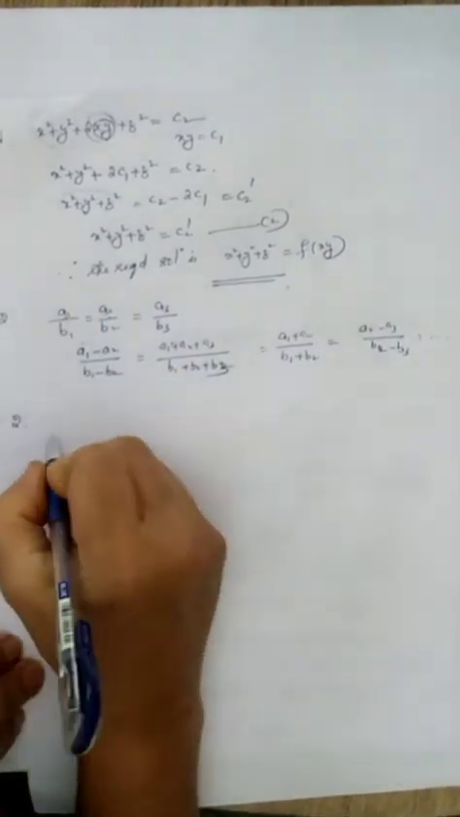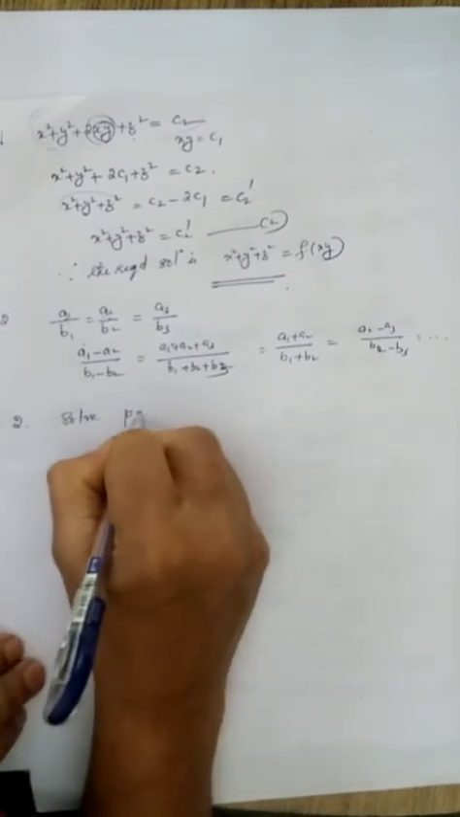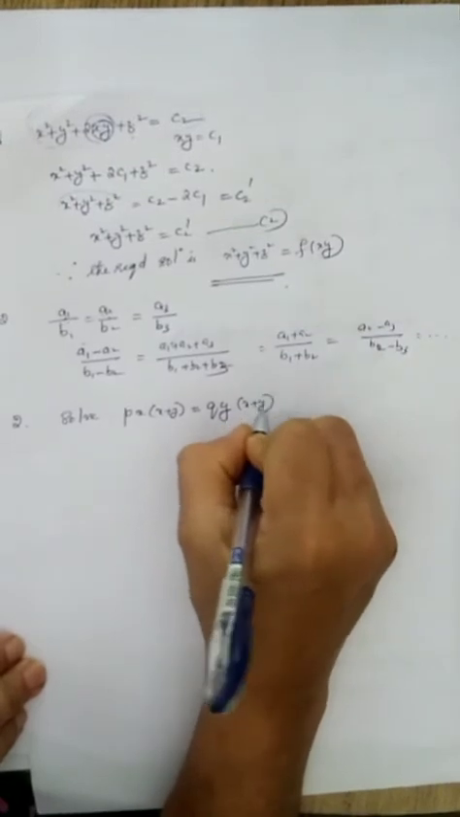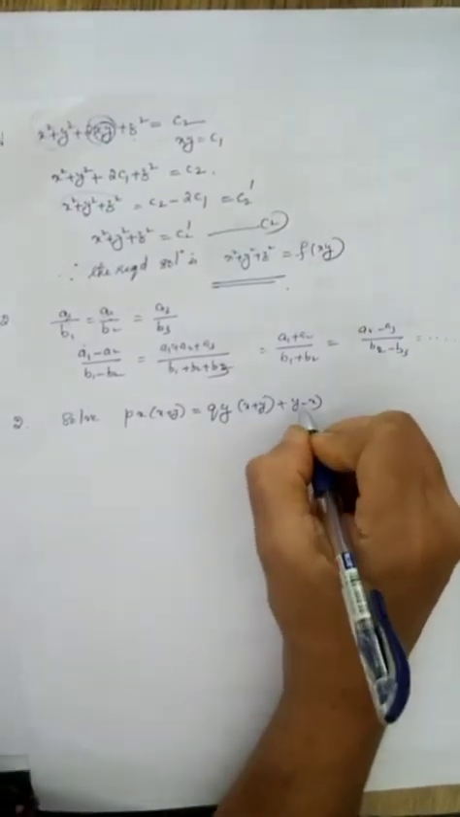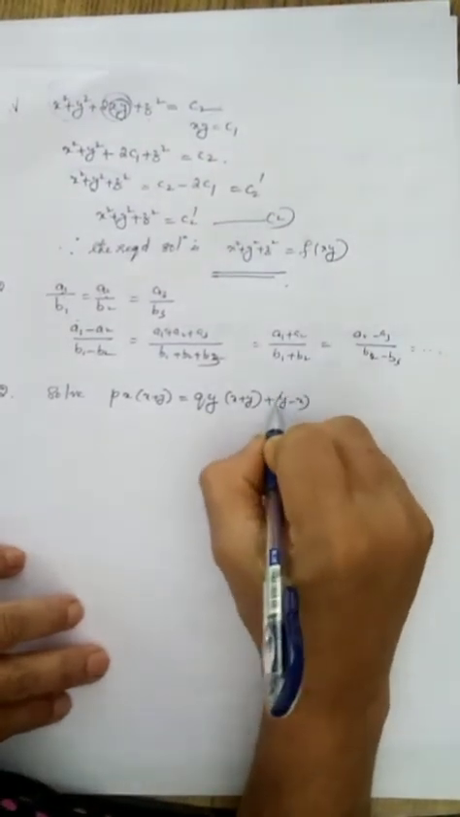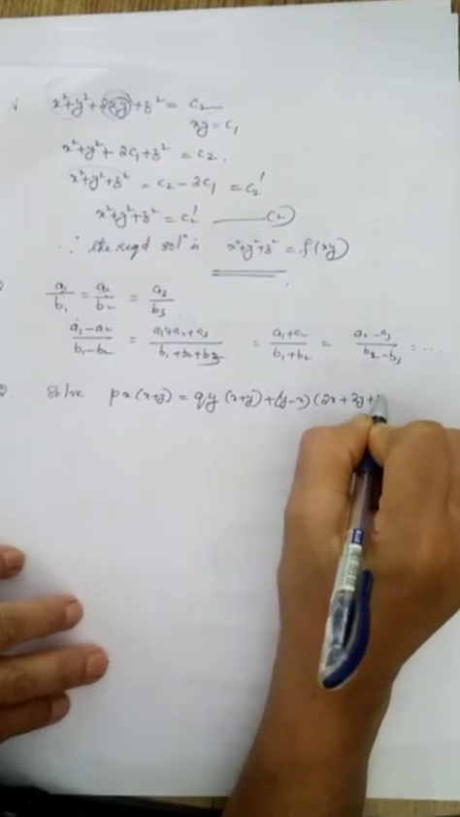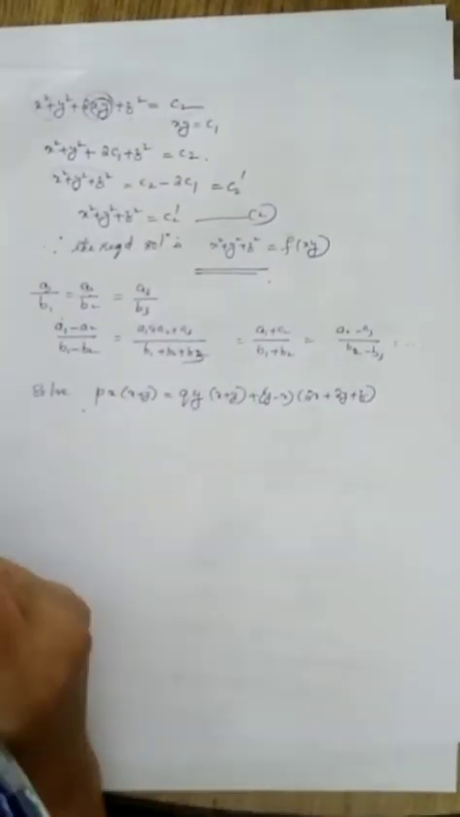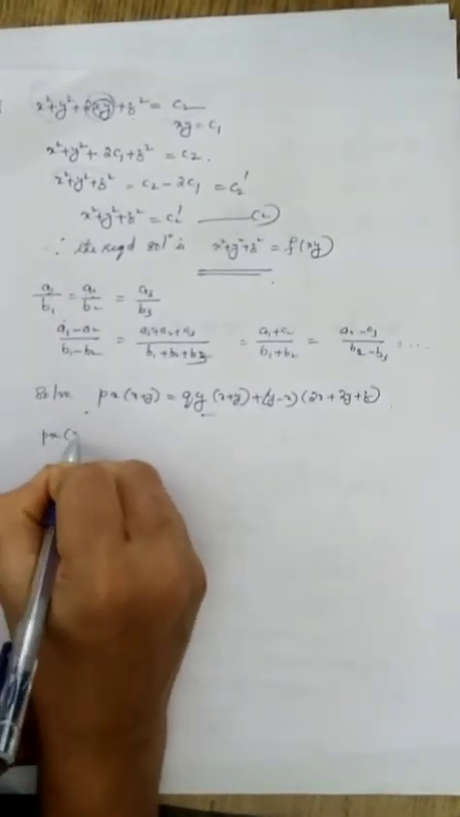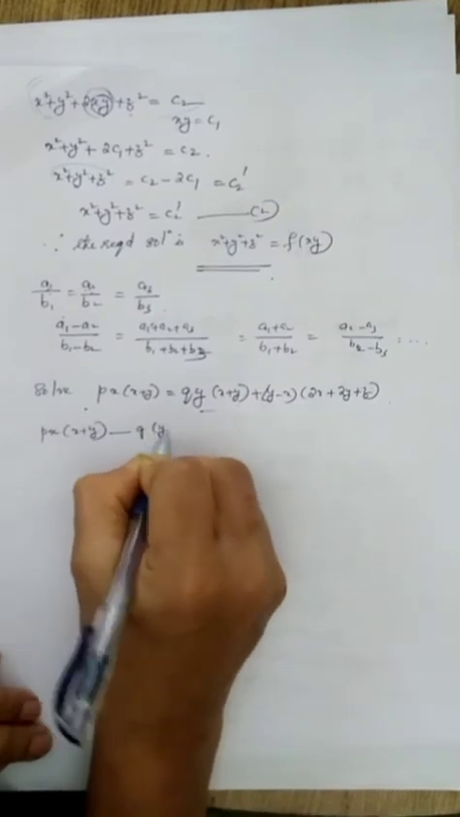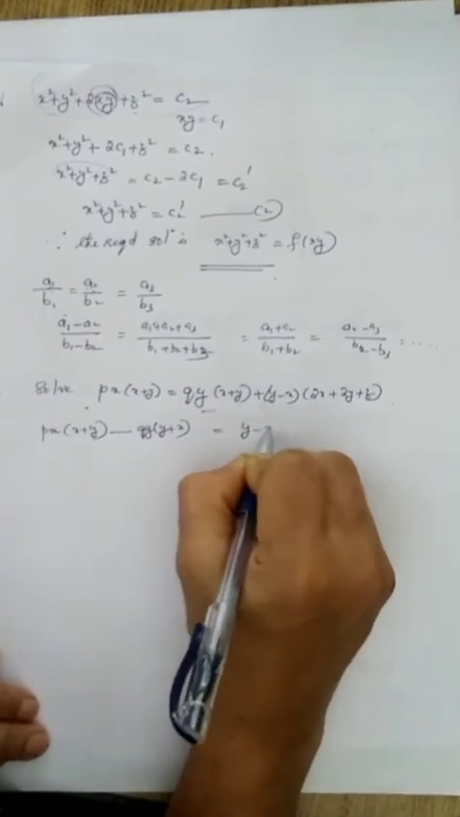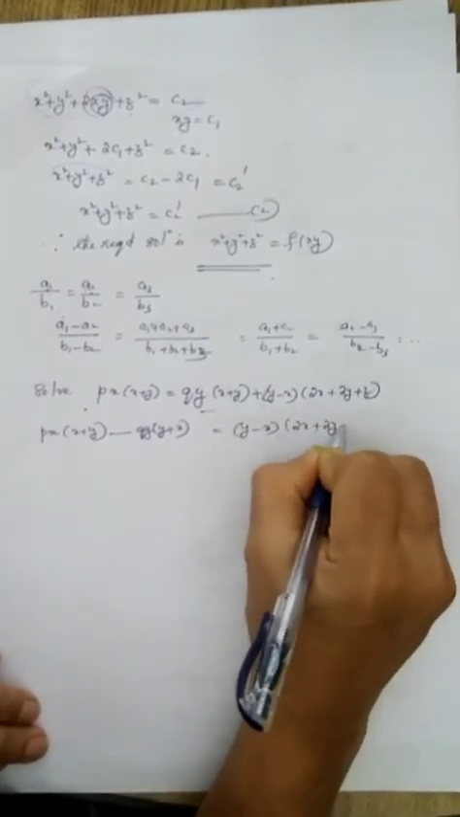So second one, solve the equation px into x plus y equal to qy into x plus y plus y minus x into 2x plus 2y plus z. Now this is not in standard form because the q term is on the right side. So we are taking this term to the left side. We have px into x plus y minus qy into x plus y equal to y minus x into 2x plus 2y plus z.